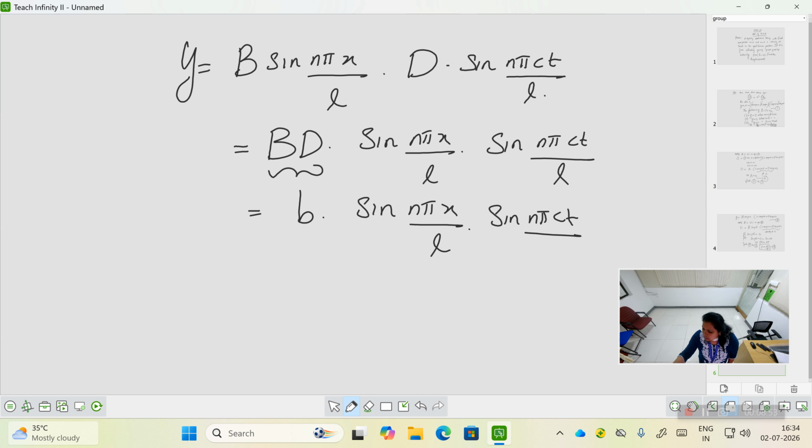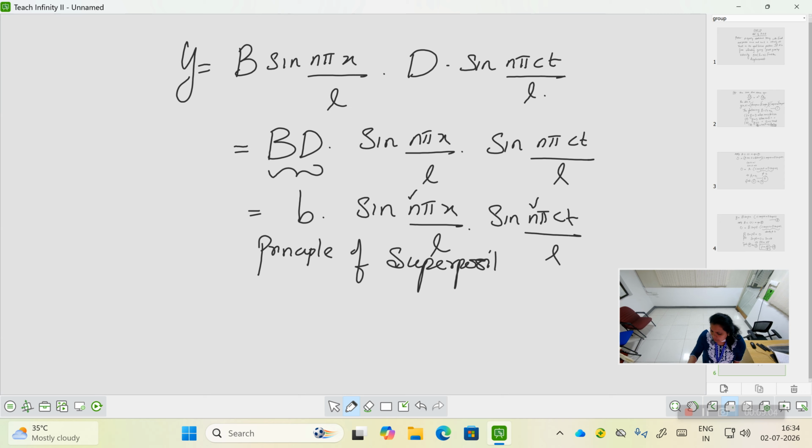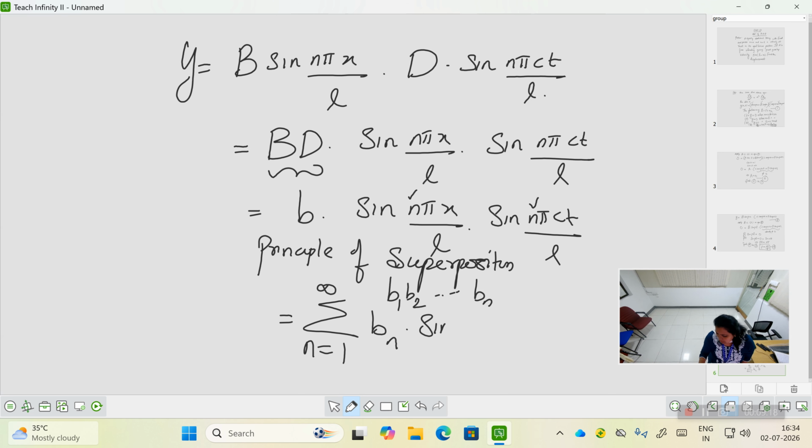But it is running over n terms. So you have to apply the principle of superposition. What does applying the principle of superposition mean? You are having so many b's, b1, b2, etc. up to the nth term. So automatically it will come as a summation: b n sin n pi x by L sin n pi ct by L. Since the last equation was the fifth equation, we will take this as 6 here.